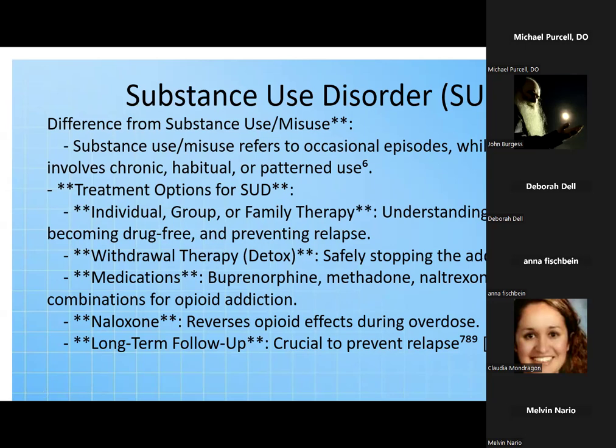Naloxone is another one, to reverse opioid effect during overdose, yes. But naltrexone is for the chronic addiction. And long-term follow-up, right, is to prevent the relapse. So they have to go to a rehab center and they provide them with all these therapies that we talked about.